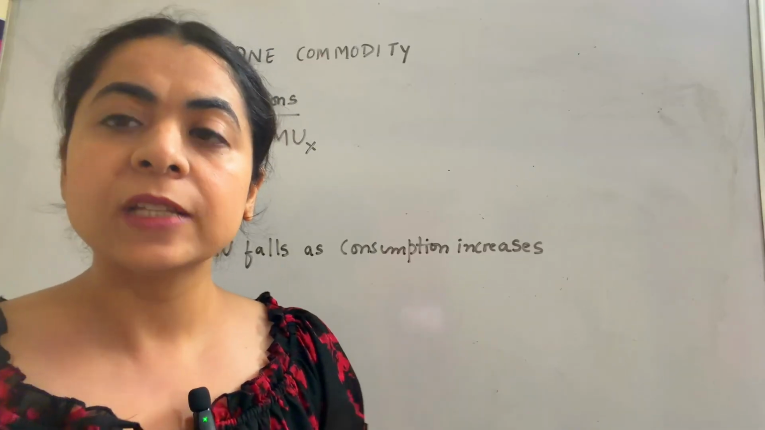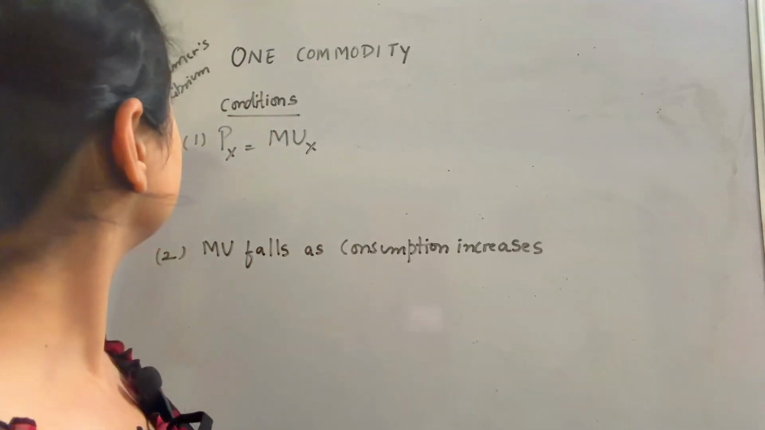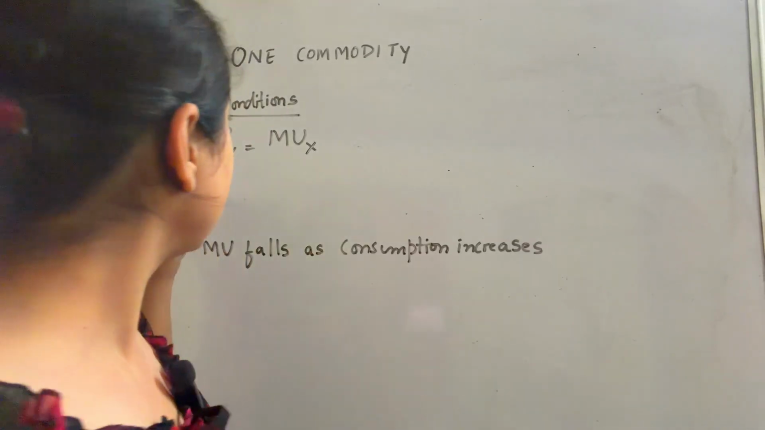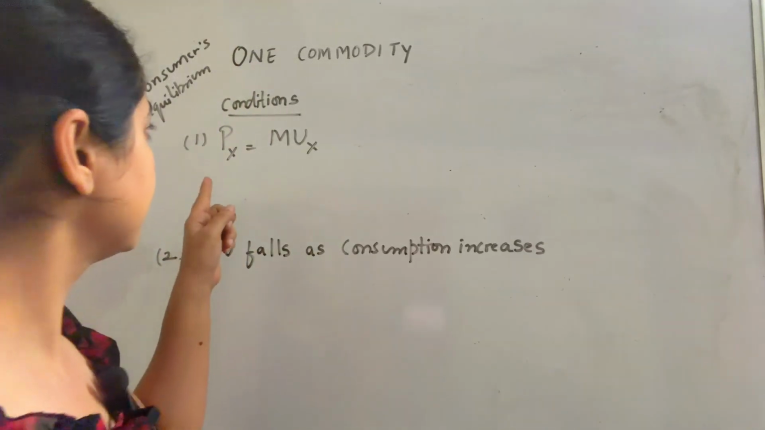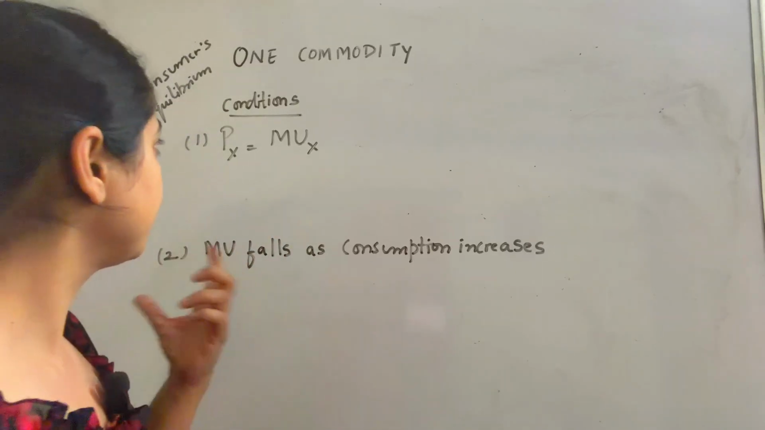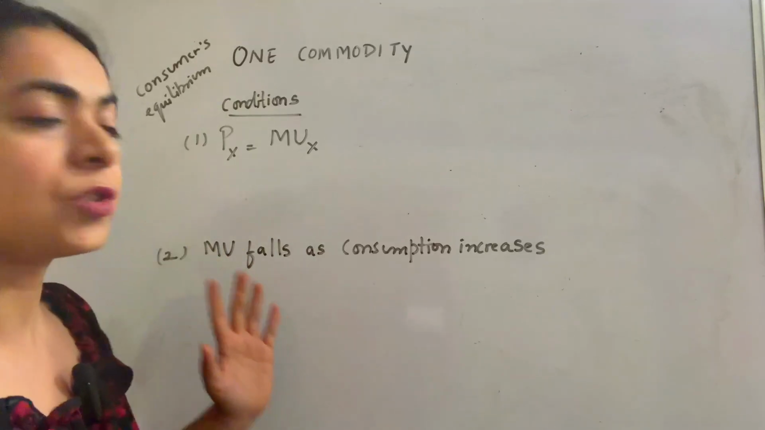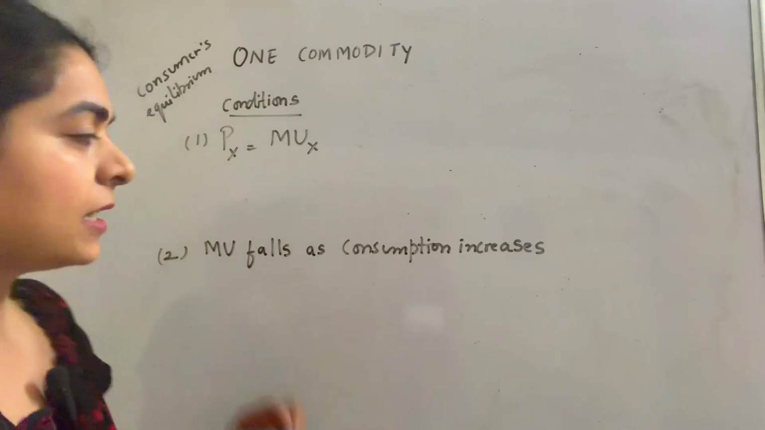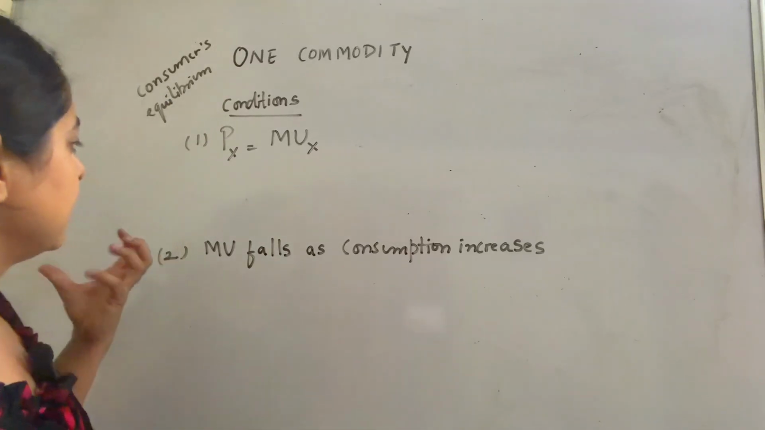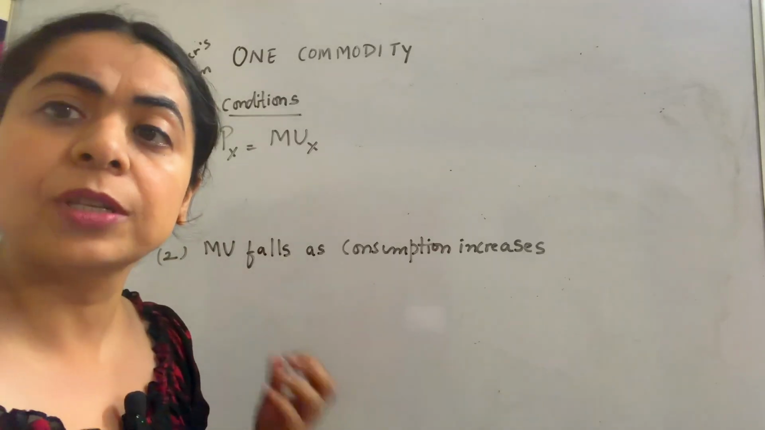One and two commodity case falls under Marshall's approach, and in this case if we assume that the consumer is consuming only a single good, let's suppose the name of this good is good X, then the first condition for equilibrium is that the price paid for this good is equal to the marginal utility derived from this good X. So the price and the marginal utility for the good should be the same. And the second condition is that the marginal utility should fall as the consumption increases.